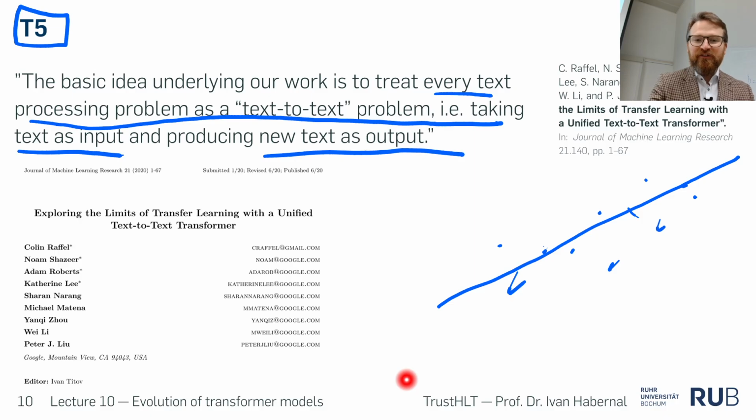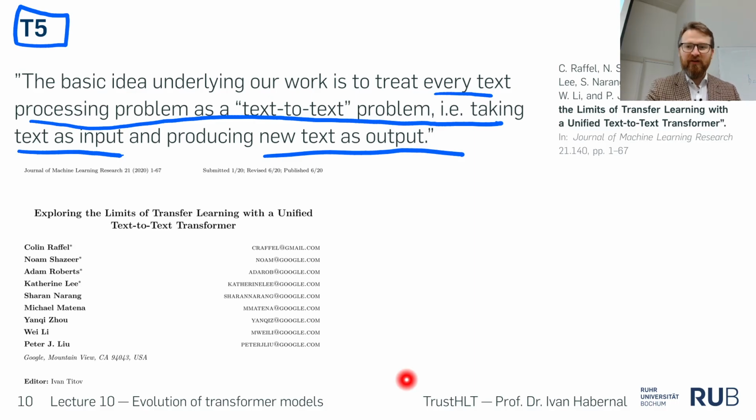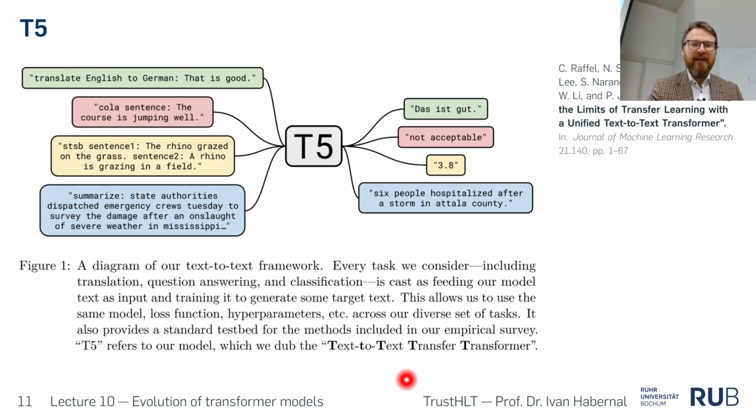So here's the thing: what these people are trying to do is take all of them, no matter what the task is, and make everything text in and text out. Here's an example of input: translate English to German, that is good. You put it into the model, and the model produces the translation. Okay, good. We know this. This is text to text. Nothing new.